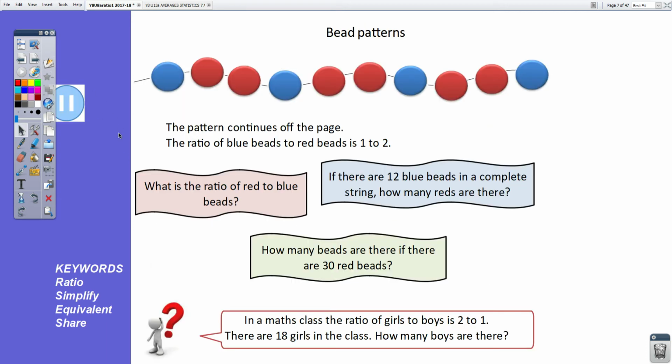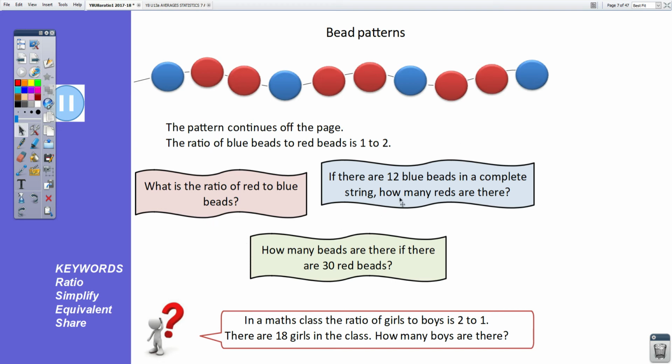Bead patterns. This pattern continues off the page. The ratio of blue beads to red beads is 1 to 2. So that means for every 1 blue bead, there are 2 red beads. 1 blue, 2 red. 1 blue, 2 red. 1 blue, this would be 2 reds, and so on.